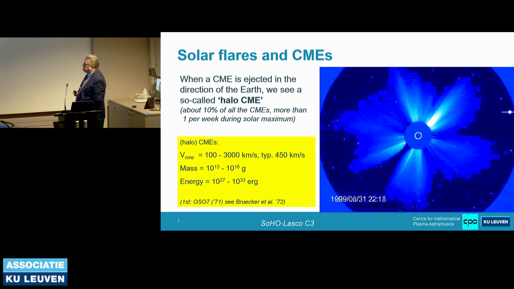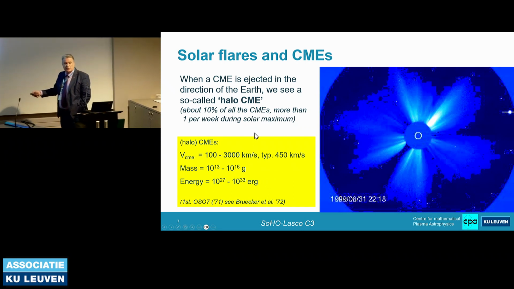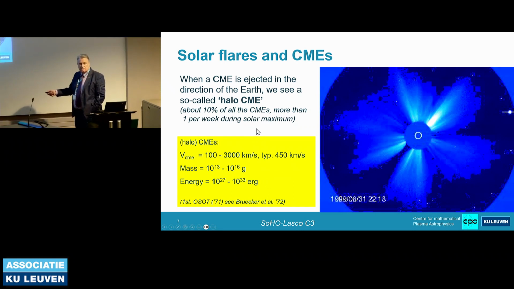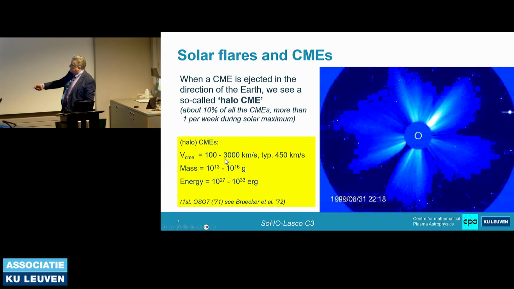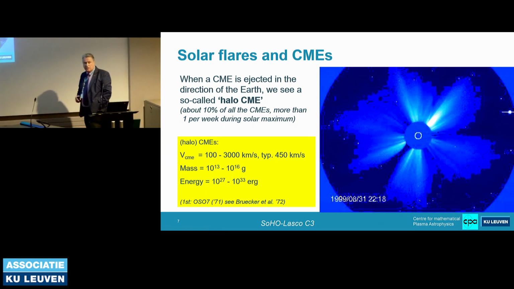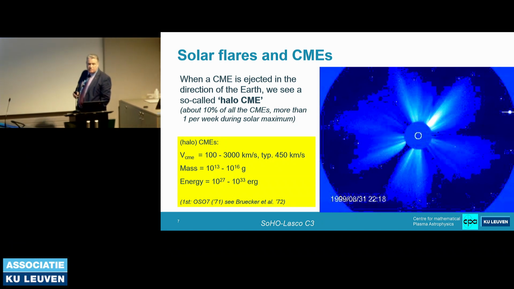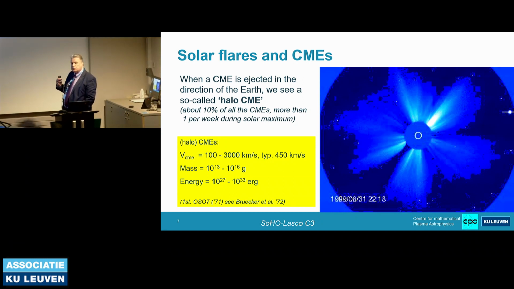CMEs, as I said, typically go at 450 kilometers per second. It's a huge amount of mass. So the large CMEs are 10 to the 16 grams. I was told this is comparable to the mass of the Himalaya. And so if you accelerate this kind of mass to these velocities, you need a lot of energy. For the bigger CMEs, it's like 10 to the 33 ergs, which is kind of 5,000 atom bombs or so. So these are the most violent events in the heliosphere.